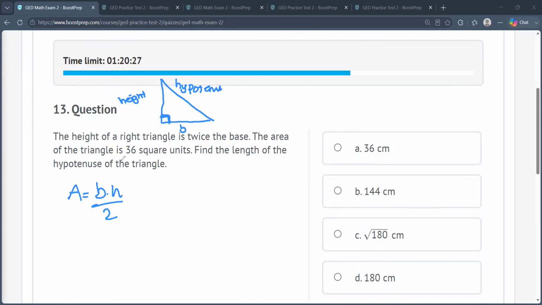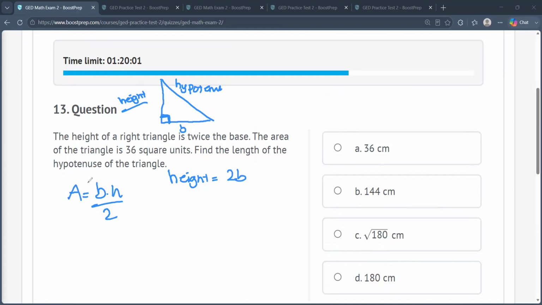What else did they tell us? Find the length of the hypotenuse. So they also tell us the height of the triangle. So this height, not the hypotenuse. The height of a right triangle is twice the base. So that's 2 times b, because we don't know what the base is, right?